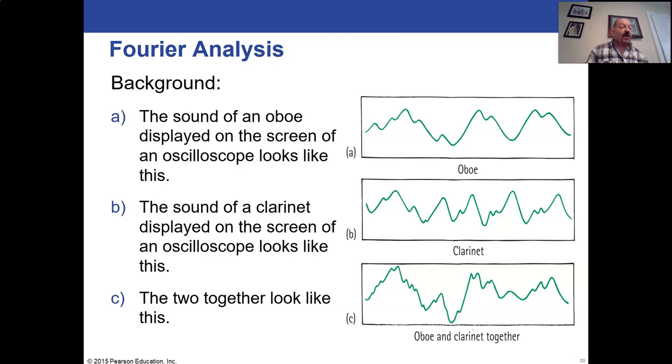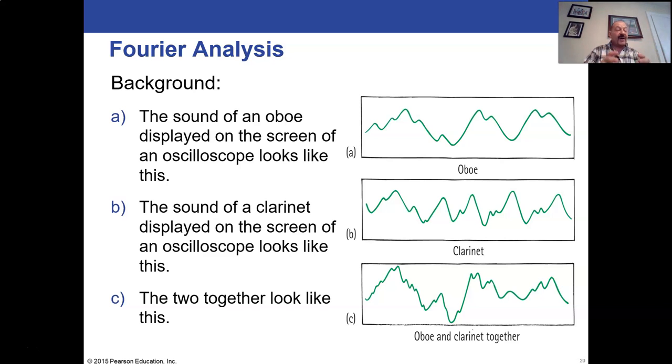So here it is for an oboe, and then right below that is for a clarinet. They may be playing the same song, but different notes for the same song, different parts of the song. So they're not going to have the same pattern. Plus, they're different musical instruments, so they have different harmonics, different partial tones layering on top of each other to get different composite waveforms. They each have their own composite waveform.